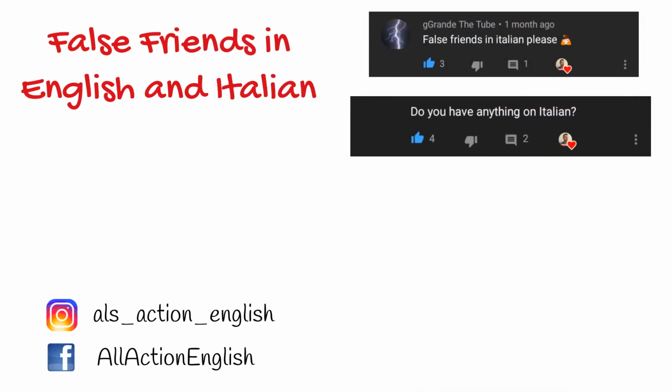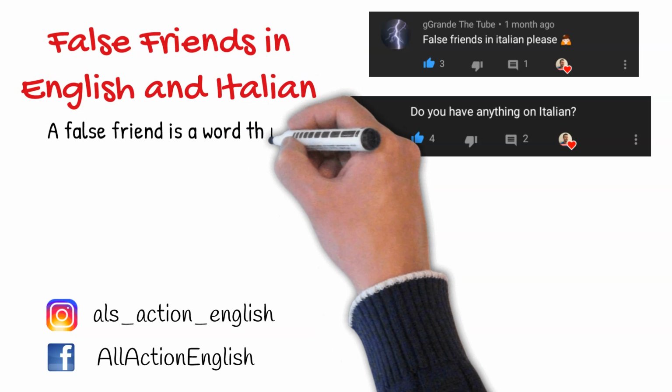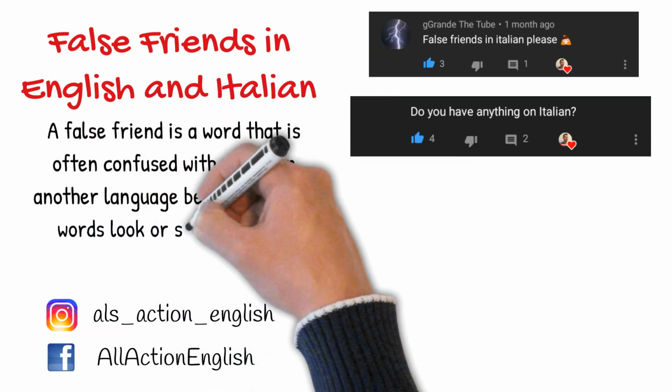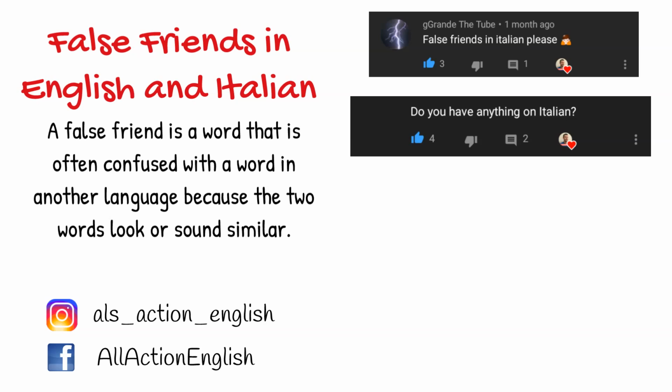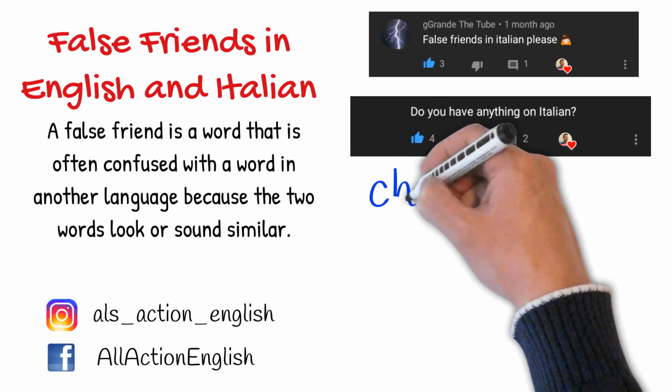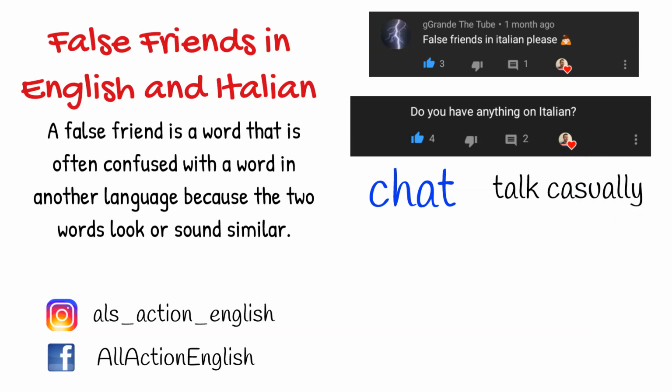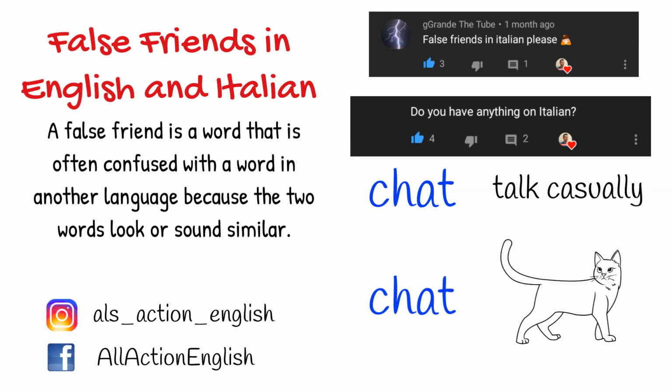In this video, we're going to look at false friends in English and Italian as requested by these two YouTubers. A false friend is a word that is often confused with a word in another language because the two words look or sound similar. For example, this word in English, chat, means to talk casually, whereas in French, the word is spelt the same, pronounced chat, and means cat.